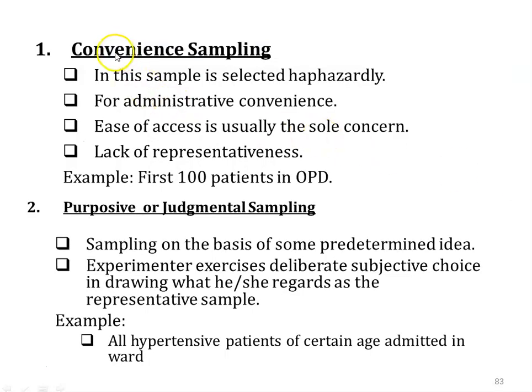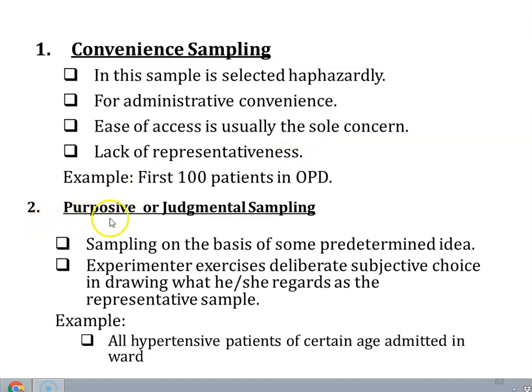Convenience sampling means that you select every second person that you come across while collecting data. And this is very convenient. Mostly beginners use this sampling technique. For example, we take data from first 100 patients in OPD, but the problem is that it is not a representative sample of this population.